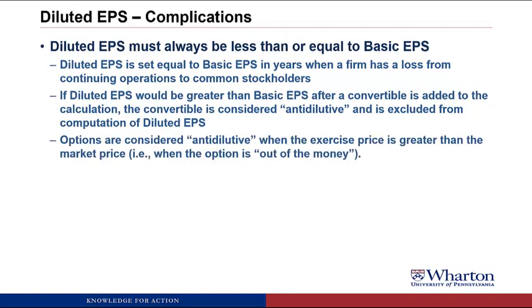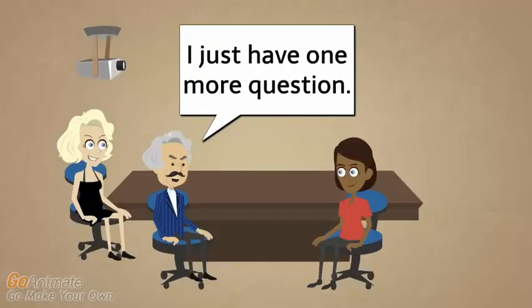And then stock options are always considered anti-dilutive, in other words, ignored, when the exercise price is greater than the market price, so when the option is out of the money. So that makes sense because if the exercise price is greater than the market price, nobody would ever exercise it. You could buy the stock cheaper at the market price, you would never exercise the option. So because of these features, you'll always see that diluted EPS is either equal to basic or it's less than basic EPS. I just have one more question.